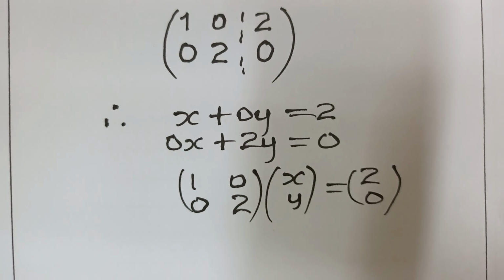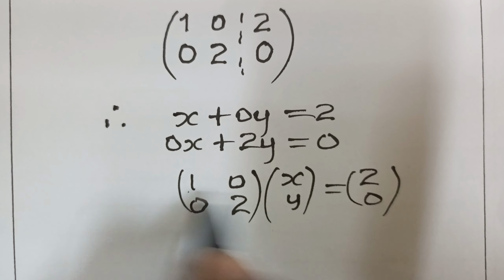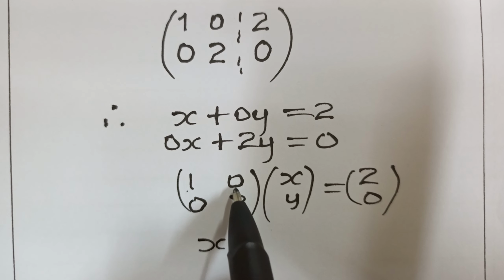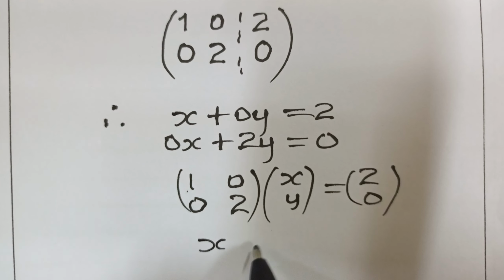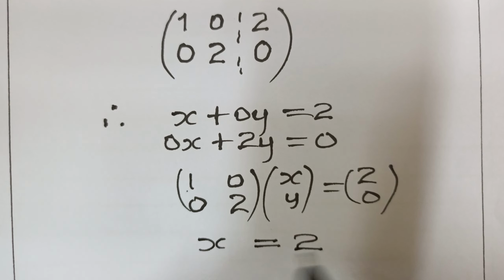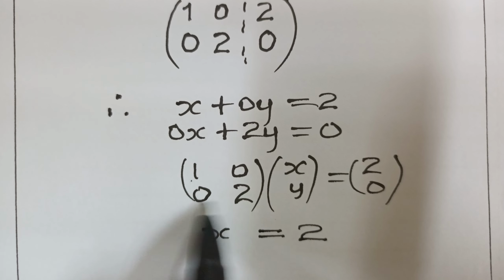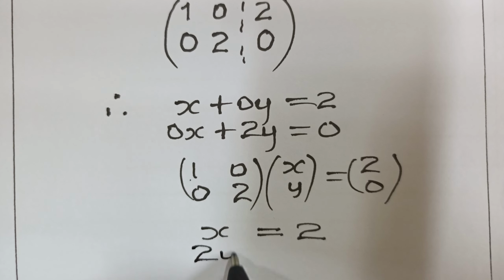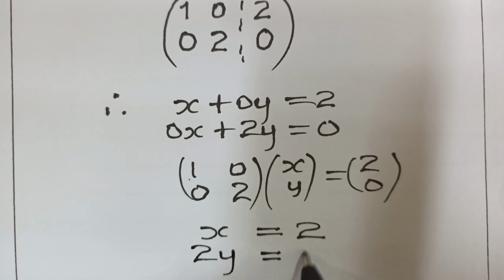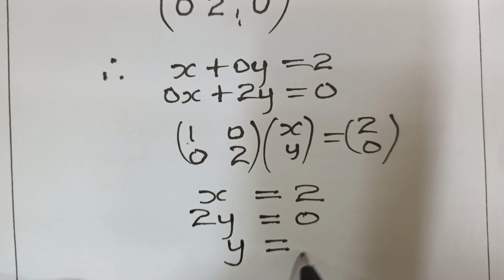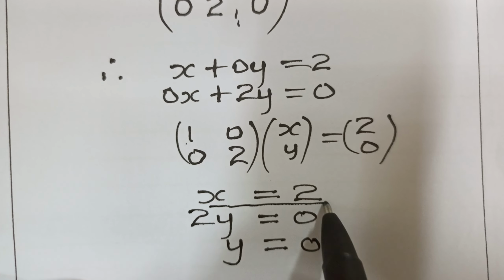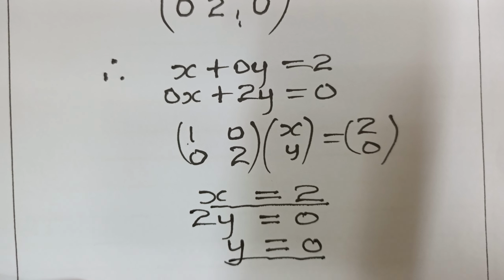And therefore guys, now this becomes easy because we shall have x plus 0y, which is 0, equals 2. So guys, you can see we have already found x equals 2. Then coming to the second line, you have 0, 2y equals 0, and therefore y equals 0. And so guys, these are our solution: x equals 2, y equals 0.